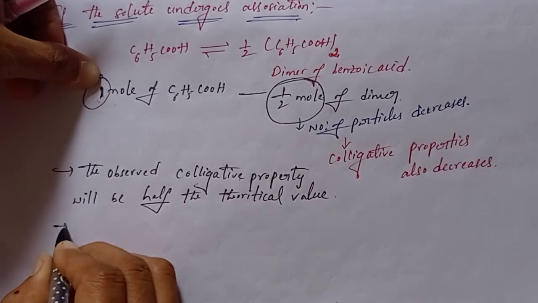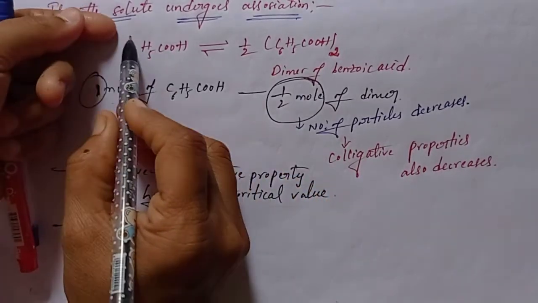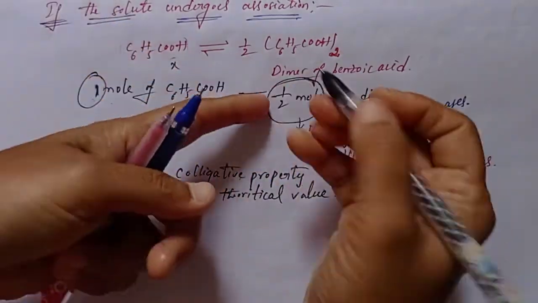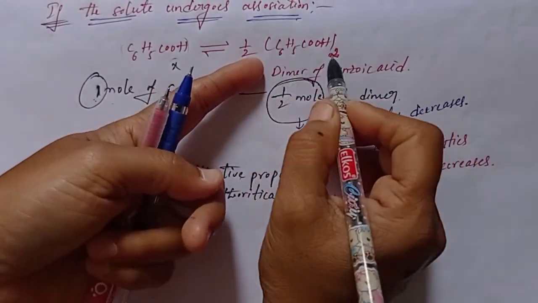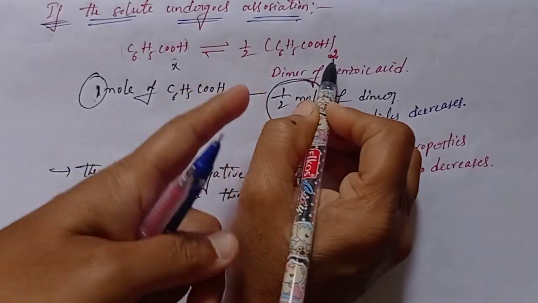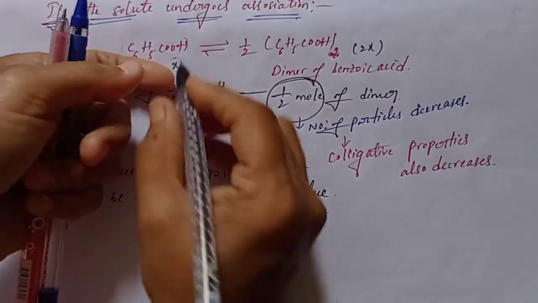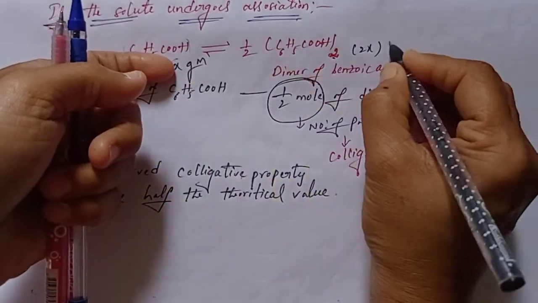Now what about the mass, students? See here, this molecular mass, suppose I am taking as x. So this is the x mass, and this is the dimer. Then what will happen here? 2 molecules are there, so here you will get 2 into x. What is its mass? 2x. This is x grams, and now this is 2x grams.